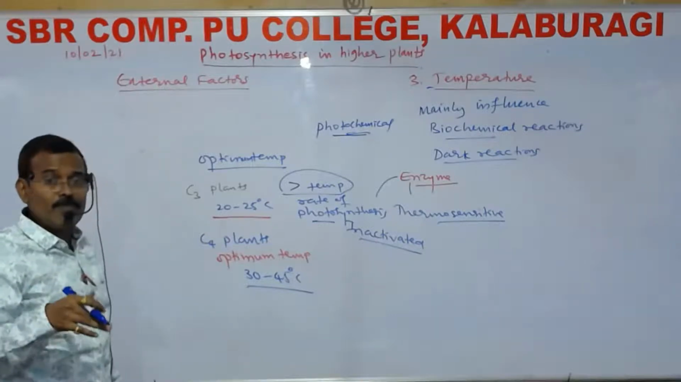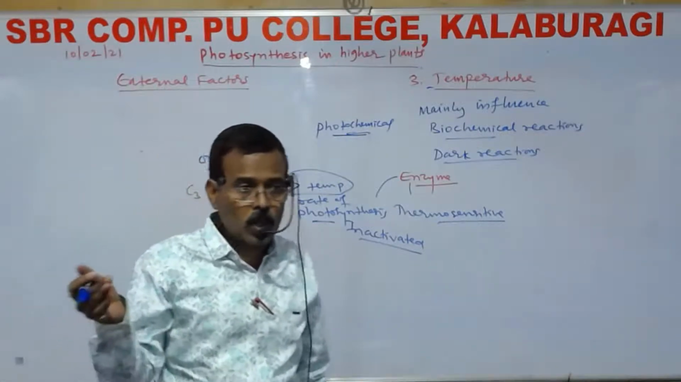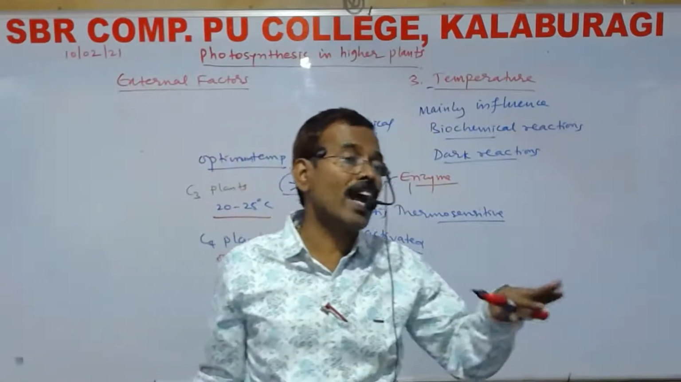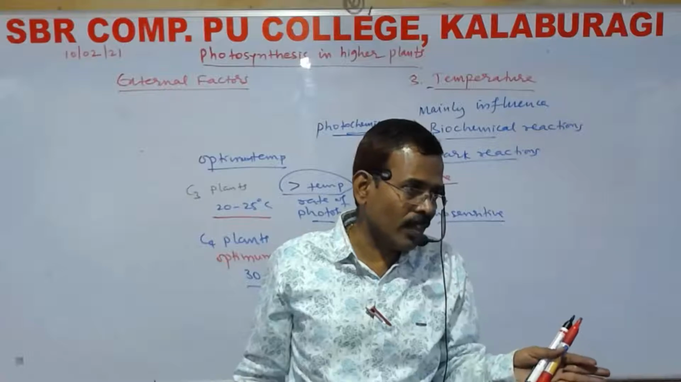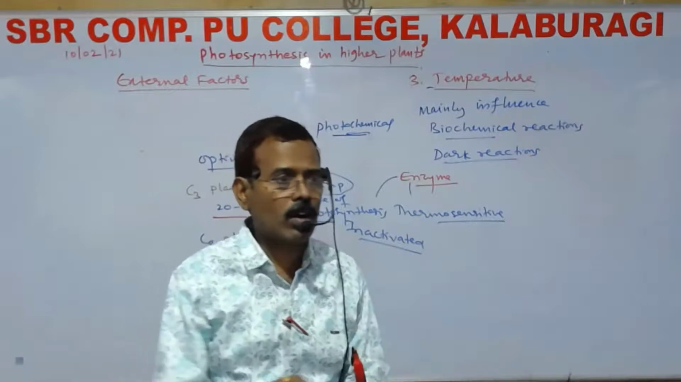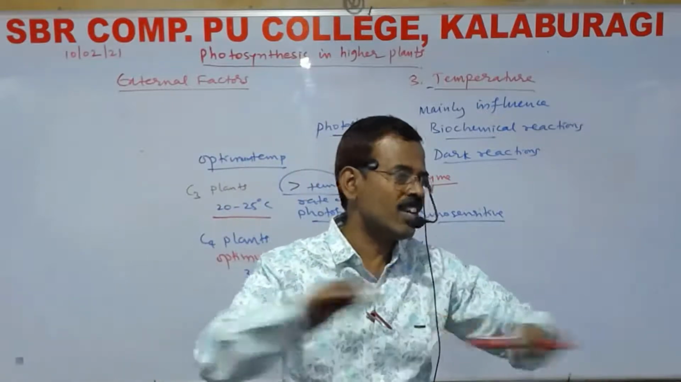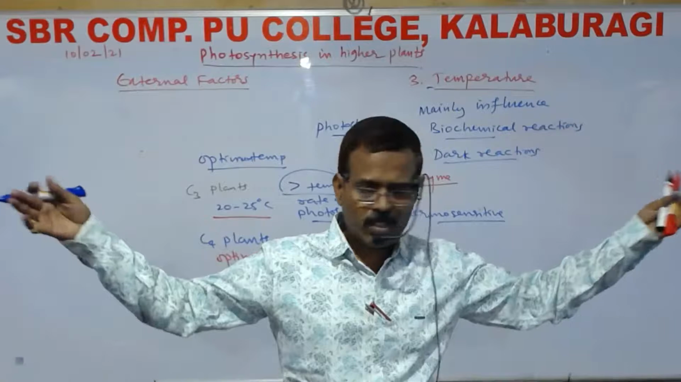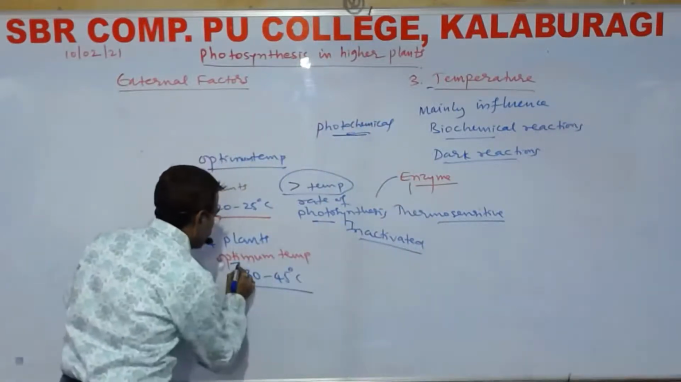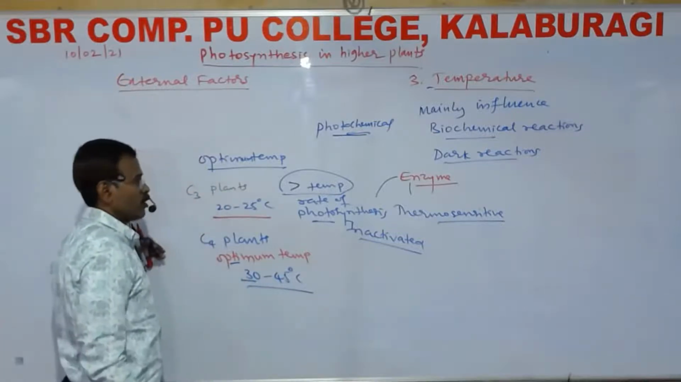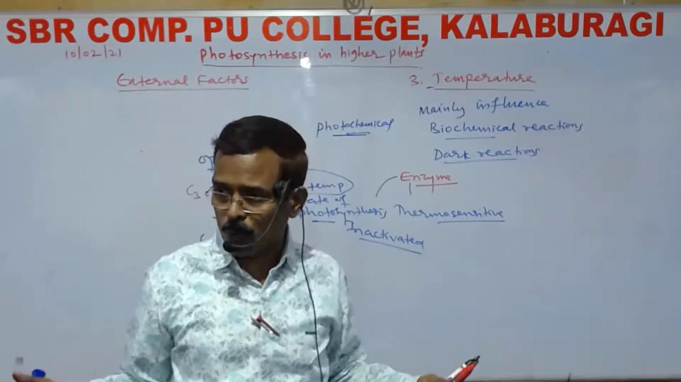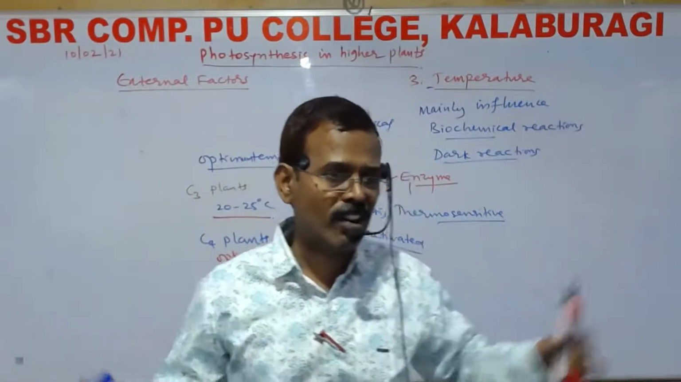That is because PEP carboxylase enzyme is tolerant to high temperature, whereas rubisco is sensitive to high temperature. If it goes beyond 35 or beyond 40 degrees, rubisco enzyme gets inactivated, the dark reaction, carboxylation, ceases. No more synthesis of organic sugars. So that's why C4 plants' optimum temperature is 30 to 45 degrees. Different plants are adapted to carry out photosynthesis at different temperature ranges.